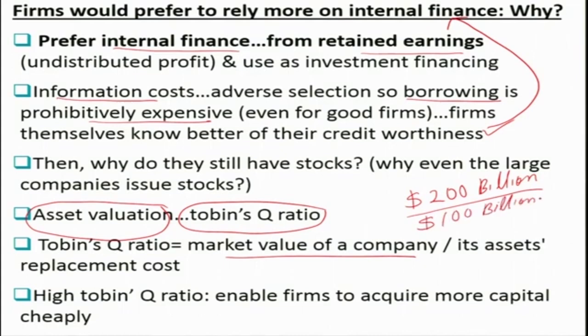So to replace all the equipment of this company, all these assets, machines, tools and premises, a complete replacement actually needs only 100 billion. But because of the economic fundamentals of this company and its expected profit, the market is willing to value it at 200 billion. So here the Tobin's Q ratio is 2, right? That means the market is valuing it at more than its actual replacement cost.